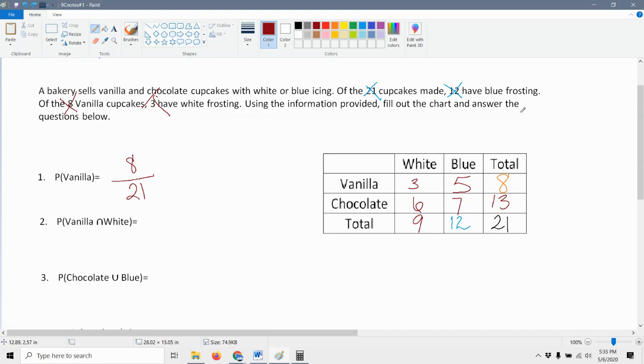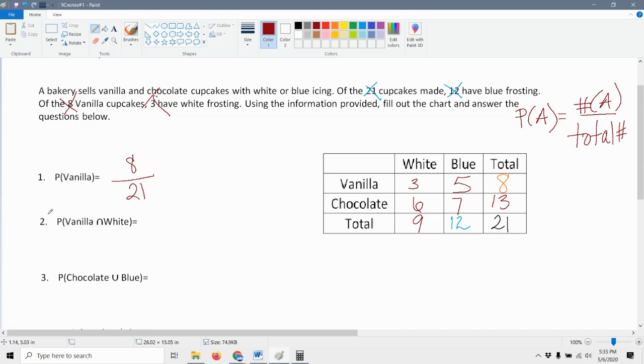And remember that anytime we're finding probability, it's always going to be a fraction where the top number is the number in that specified outcome or that category that's in the parentheses. And that's going to be over our total number of possible outcomes, or our big total, okay?